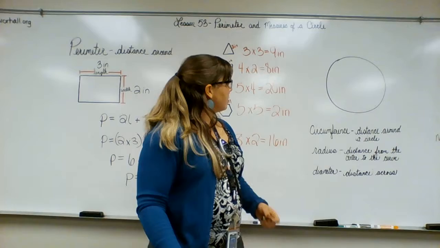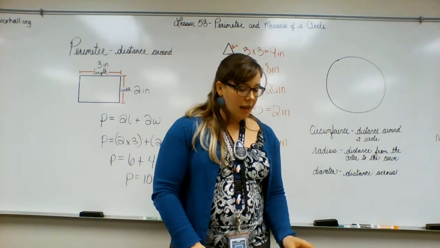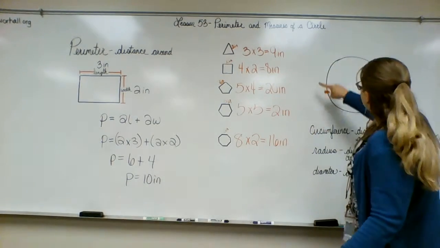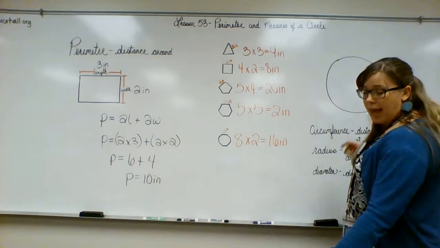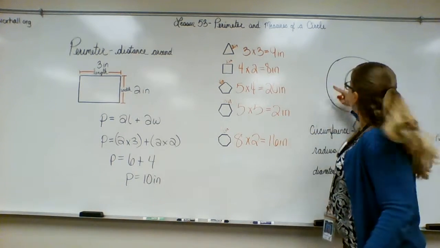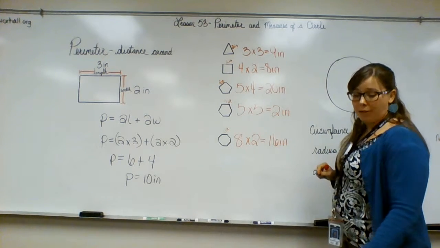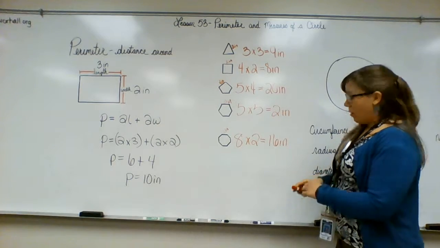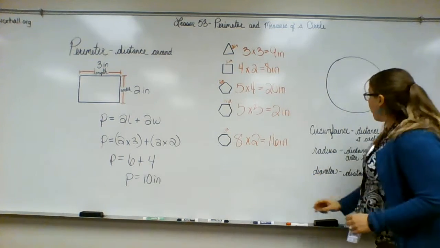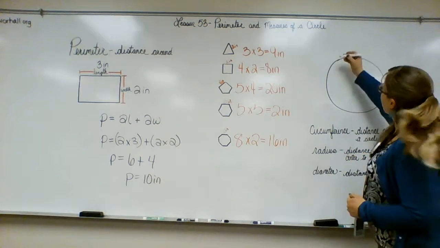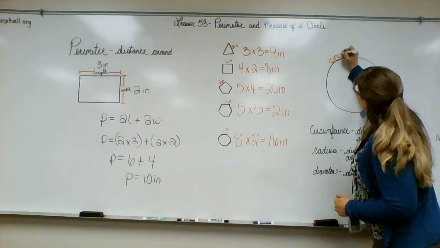Finally, the last thing we are going to talk about in this lesson is the measures of a circle. A circle is a smooth surface, and it is continuous. It has no beginning and no end. There are no corners and everything is connected. The distance around our circle is called the circumference. The circumference is the distance around.